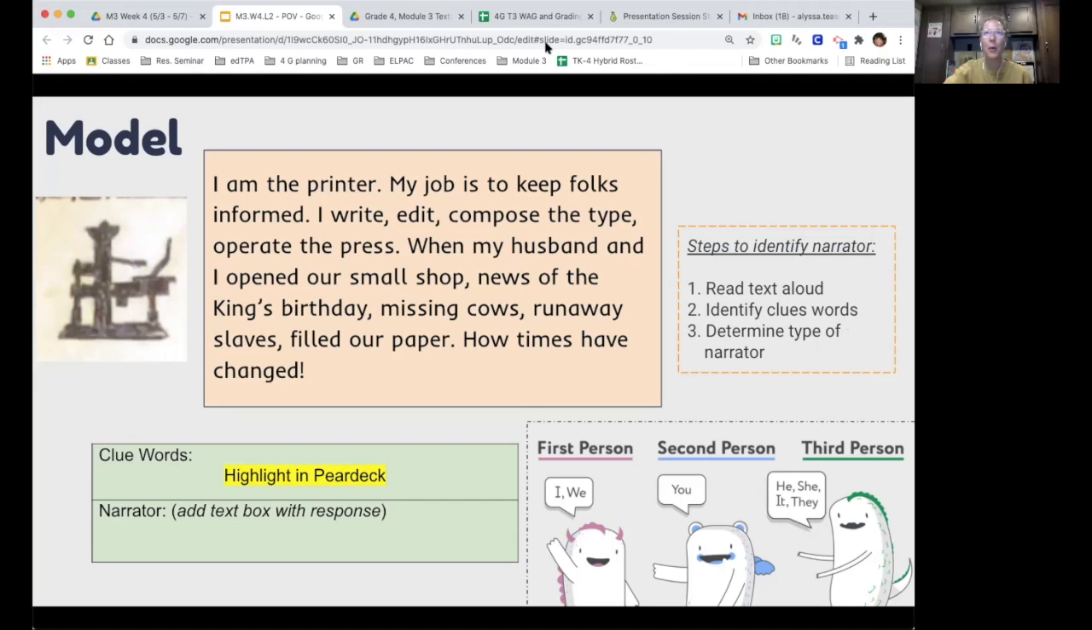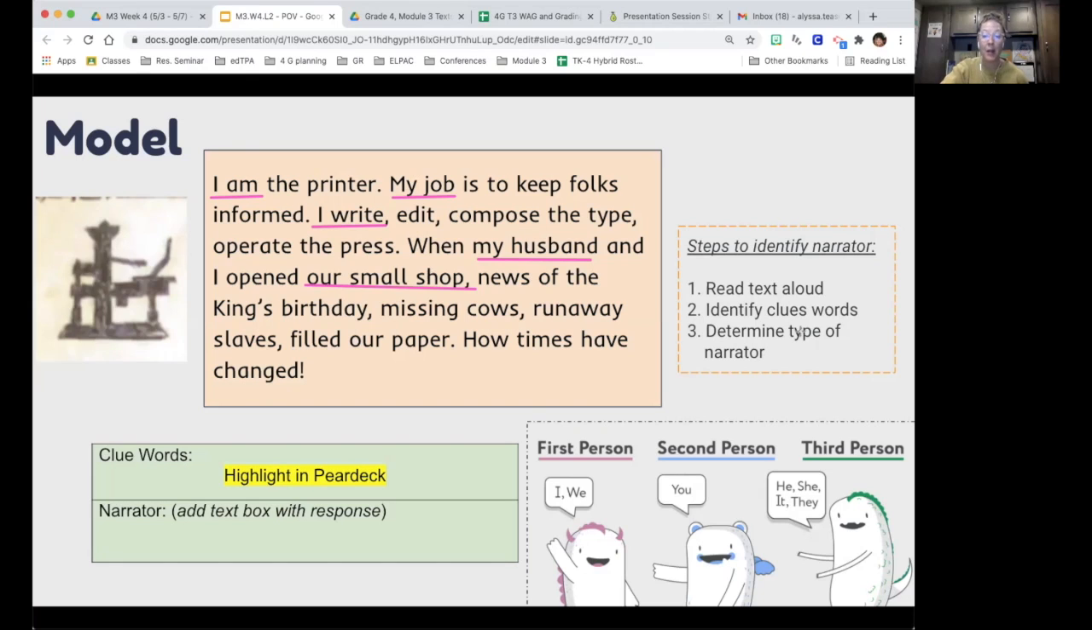Great, I saw you all working hard to identify those clue words. For me, what really helps guide my thinking is I see those words: I am, my job, I write, my husband, our shop, our small shop. These are all clue words to help me understand the narrator. So now that I've identified those clue words, I'm ready to move on to step 3.